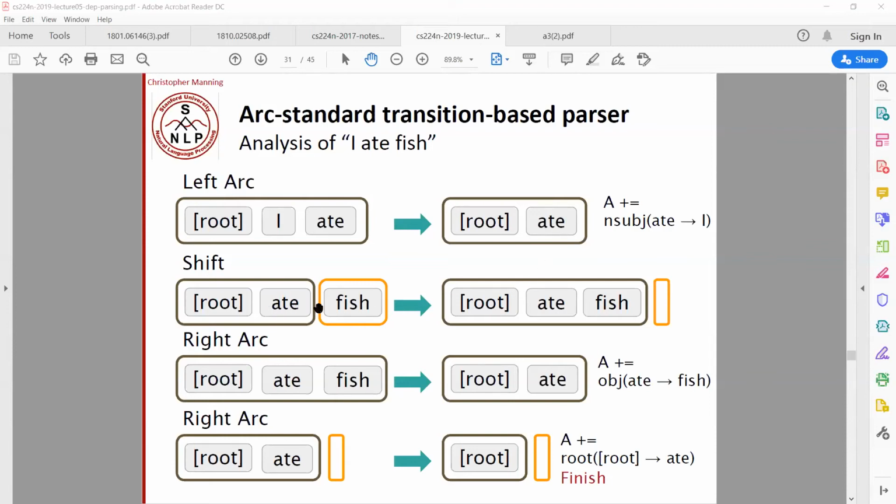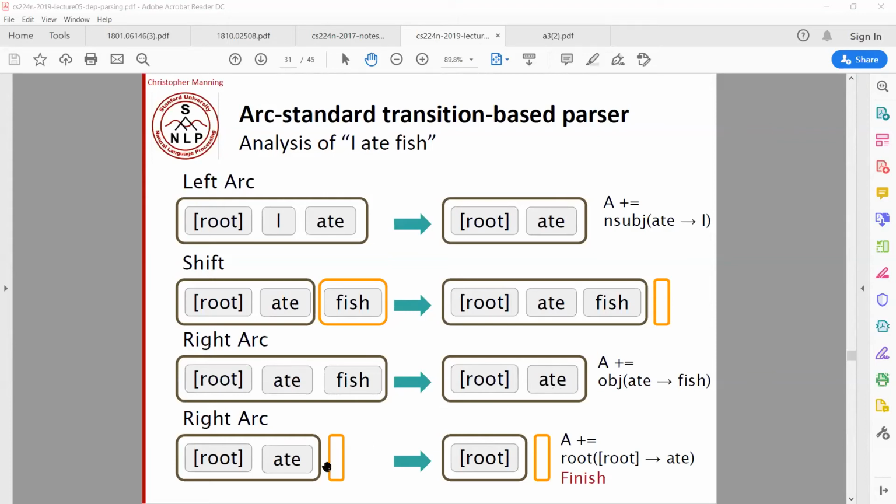So that's what's happening here. It's shifting fish from the buffer to the left into the stack, and that's what happens now. Now the stack has 8 and fish, and the buffer has nothing. Now I can do the comparison, 8 and fish, and again it decides that fish is dependent on 8. So it now drops fish out and has assigned it into a dependency. And now all that's left is 8.